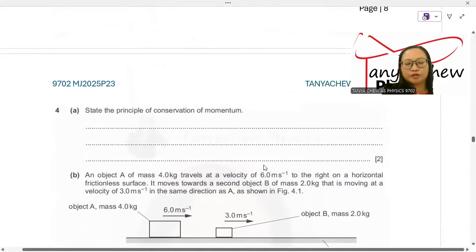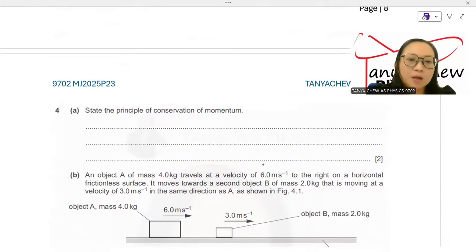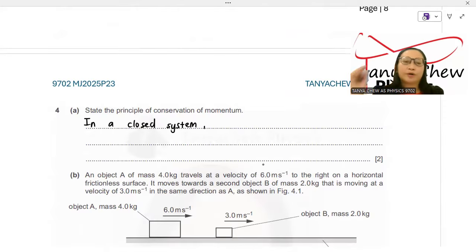The next one, question number 4. State the principle of conservation of momentum. So the principle of conservation of momentum states that in a closed system or isolated system, you have to put in. Why? Maybe some of you wonder, what is a closed system? What is an isolated system?